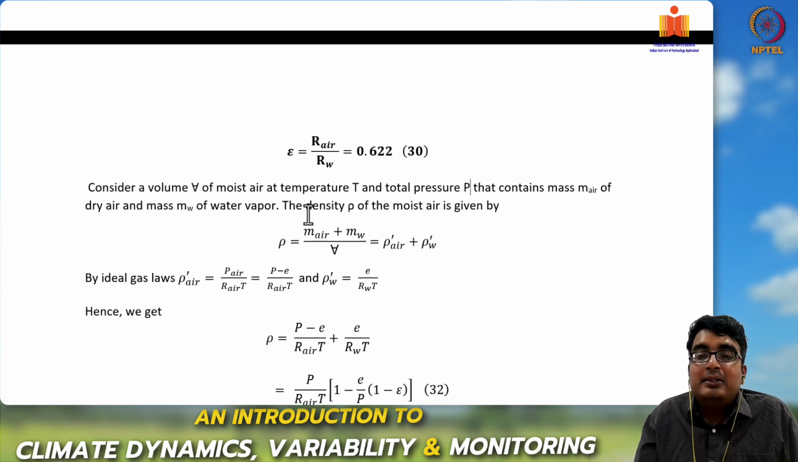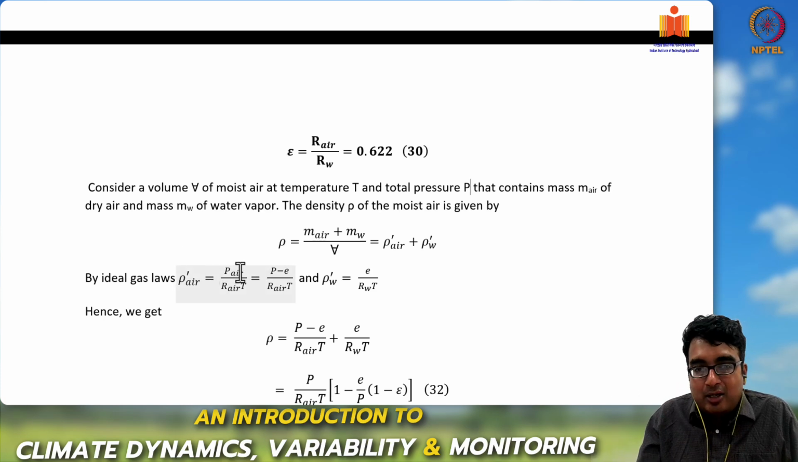The density rho of this moist air is then m air plus mw by V, which is the partial density of dry air, m air by V, which is rho prime of air, plus partial density of water vapor, which is mw by V, which is rho prime w. So the total density is the sum of the partial densities of dry air and partial density of water vapor.